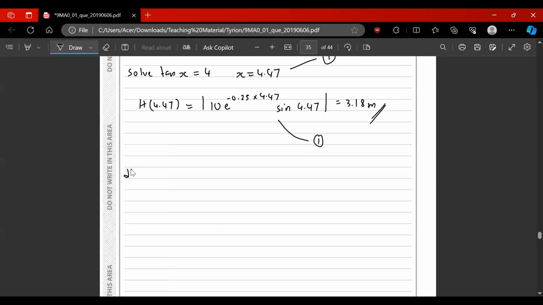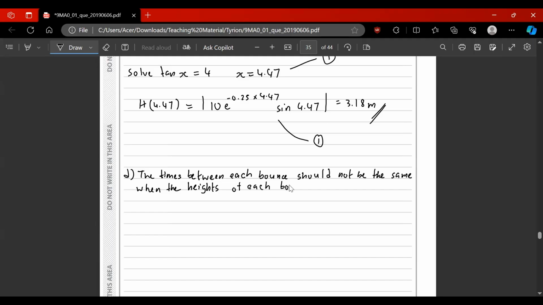So you can write this over here. The times between each bounce should not be the same when the heights of each bounce gets smaller.